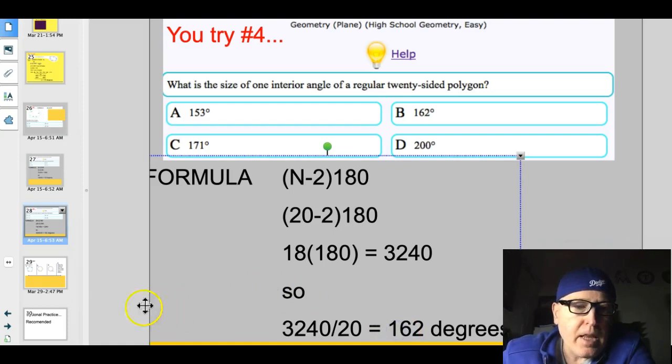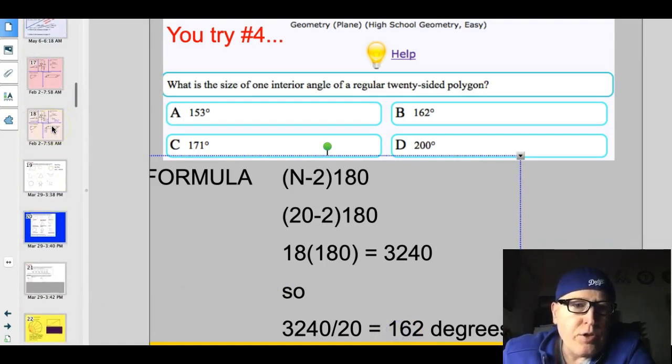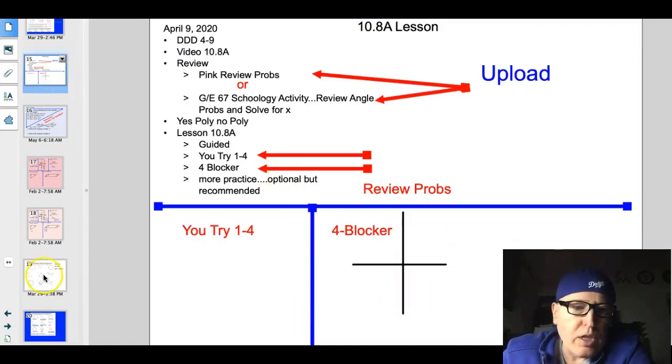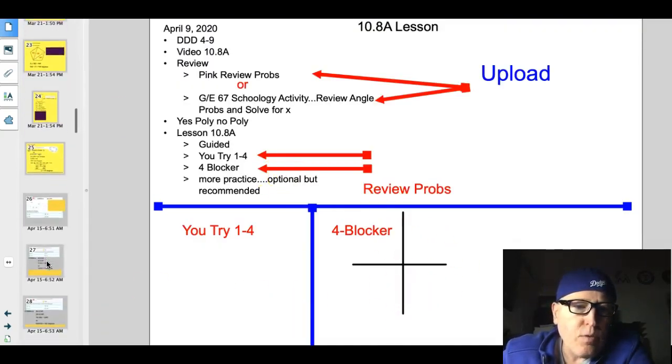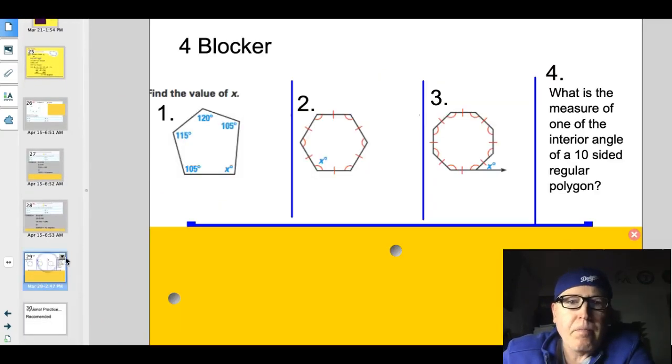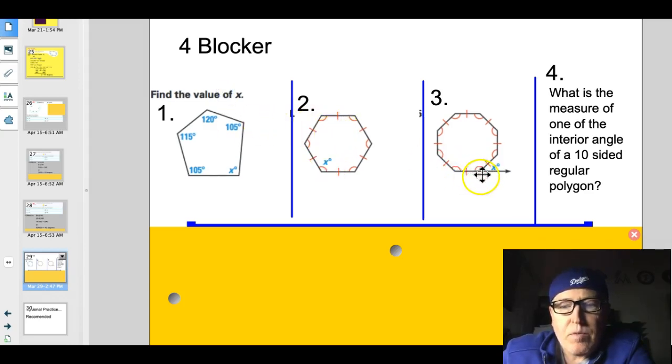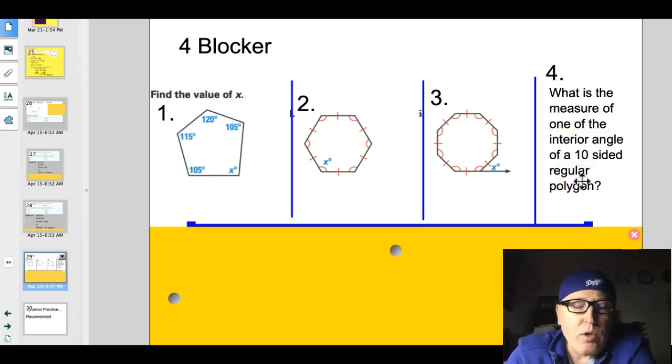All right, lovely. Now you're going to be moving to a different spot down here in the bottom right-hand corner. I'd like you to put a little 4-blocker and answer these 4 questions. Find the value of x in this first one here. Find the value of x in number 2. Ooh, tricky. Find the value of x right here. That's going to be the supplement to this interior angle. And then what is the measure of one interior angle of a 10-sided regular polygon? Go ahead and take your time.